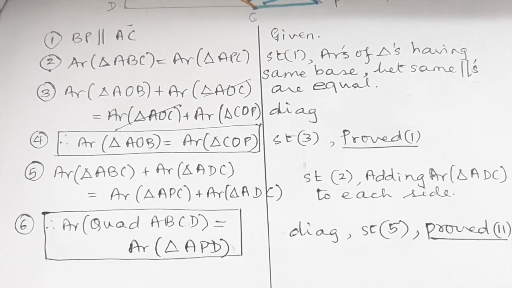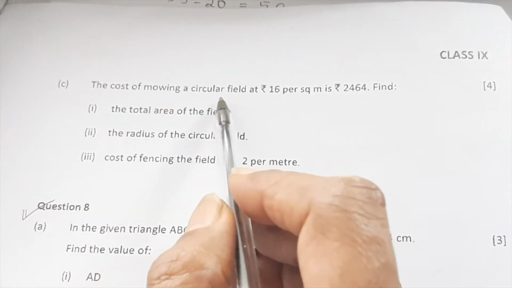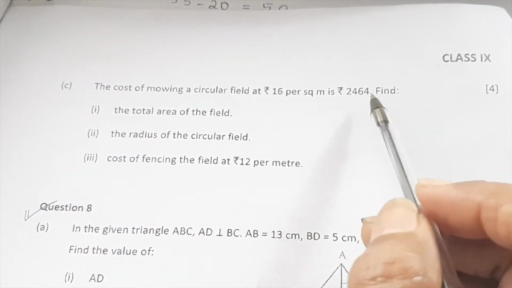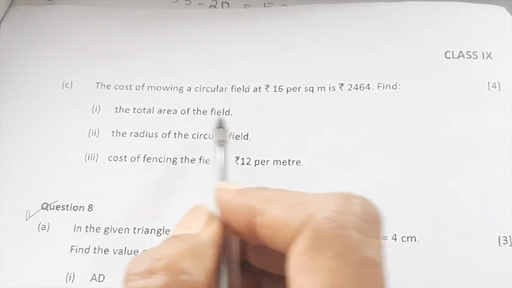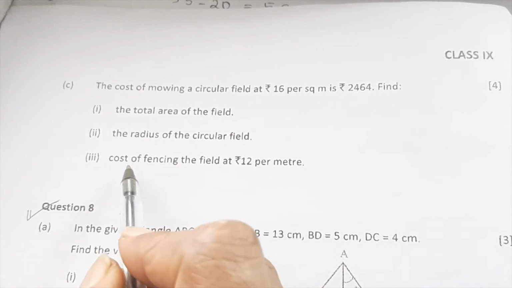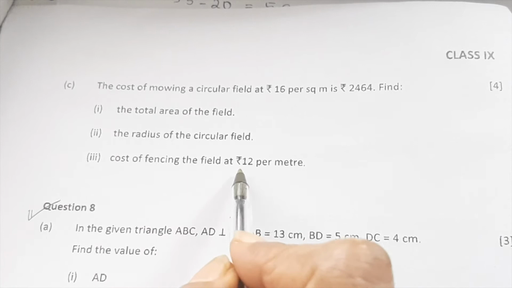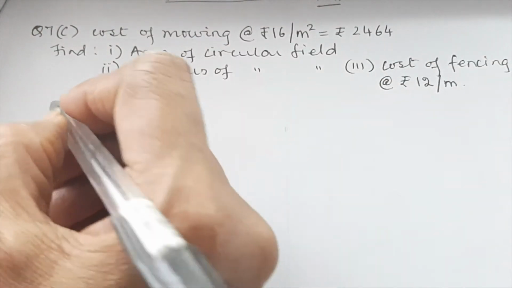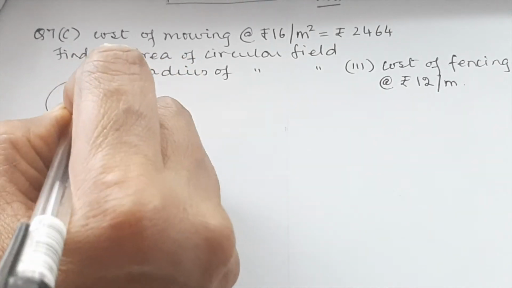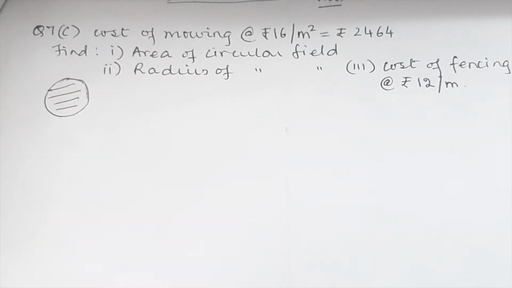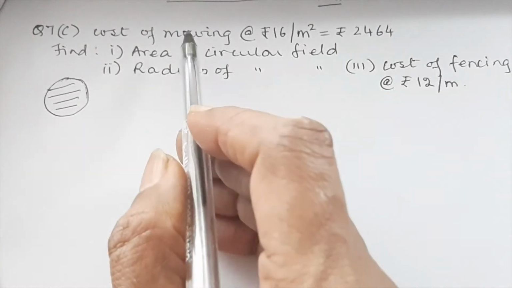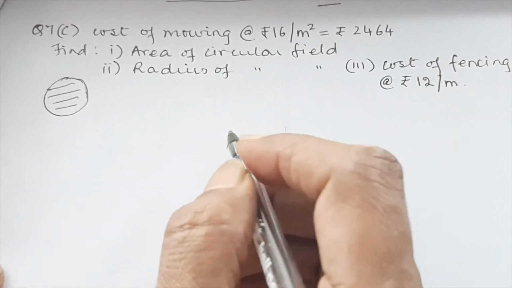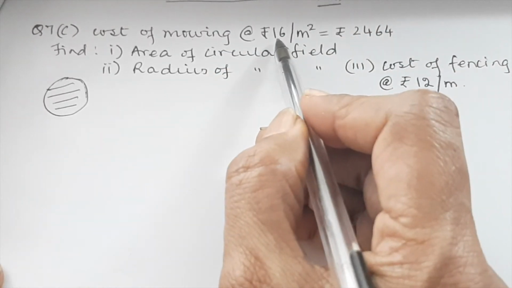Now let us look at 7C. The cost of mowing a circular field at rupees 16 per square meter is rupees 2464. Find number 1, the total area of the field, the radius of the circular field, and the cost of fencing the field at rupees 12 per meter. So we write down the data, and remember it's a circular field. So I'll just show a diagram like this, and this is the area to be mowed, and that area for mowing costs 2464 rupees.